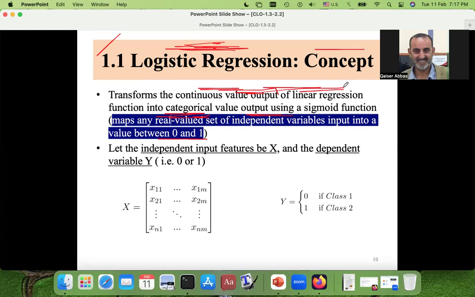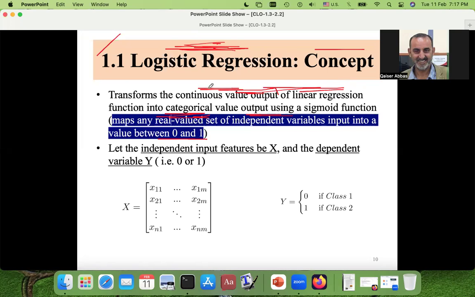The output of logistic regression finally would be 0 or 1. For binary classification, the output would be 0 or 1. And the output of linear regression would be real values, continuous values.